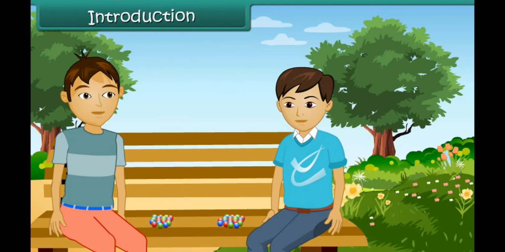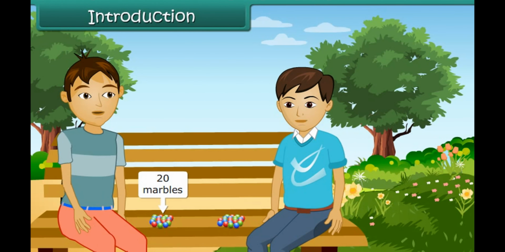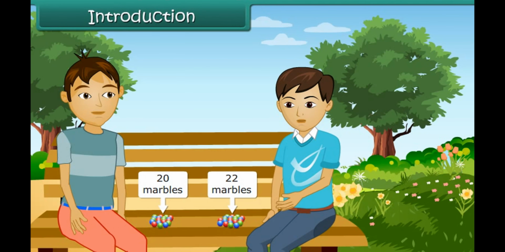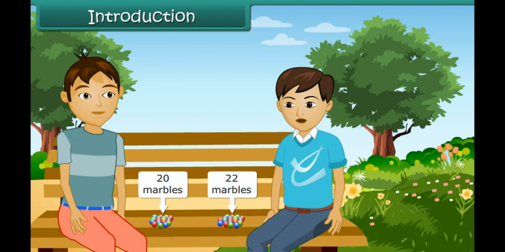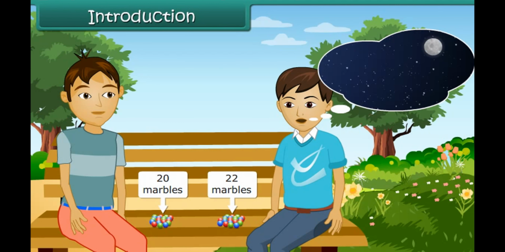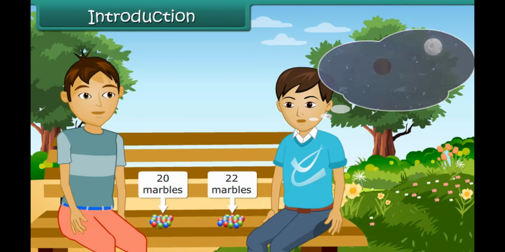Introduction. I have 20 marbles. I have 22 marbles. Wow, I have more than you. We can count the things around us like vegetables, cars, etc. Certain things cannot be counted like stars in the sky, hair on our head, etc.